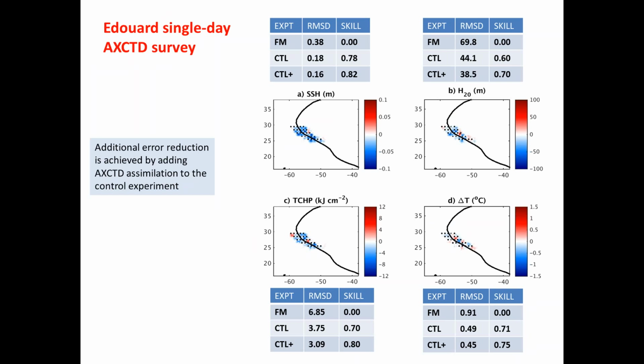I can quickly show a couple of results from Edward, where for a single-day survey, results tend to be fairly similar in terms of the modest additional improvement by sampling the AXCTDs.